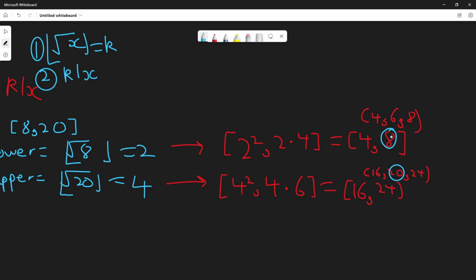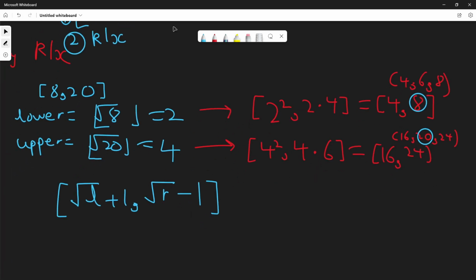So for simplicity, we can just first consider the boundaries to be the square root of L plus 1 to the square root of R minus 1. So this basically means that the boundaries for K will be 3 to 3. So initially let's just consider K to be 3 to 3, and once we fix the value of K to be 3 to 3, we know that all the values when K is 3 to 3 satisfy the condition that the square root of x is a factor of x itself.